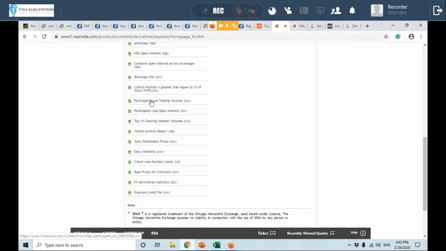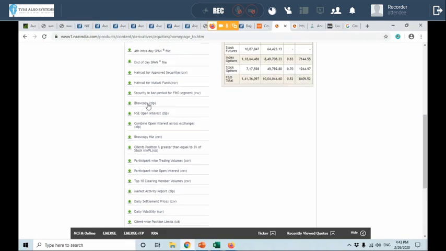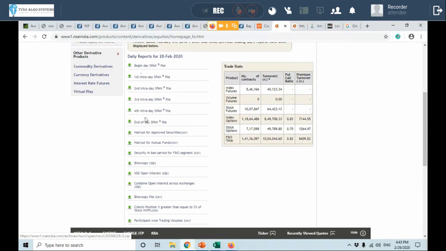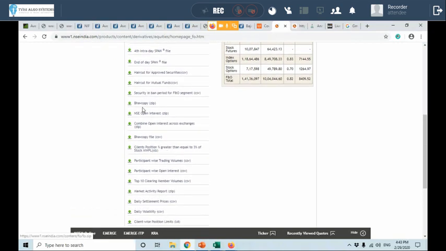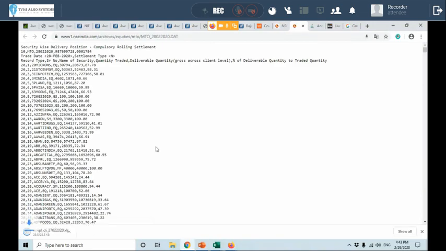I have to cover one more thing. Yeah, just a second. Haircut, securities in ban period. You will get the securities which are in ban period. Basically, no fresh buying and selling can happen; you can only close the position. Now this is also very important data.